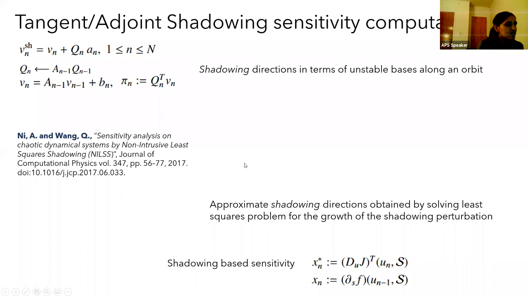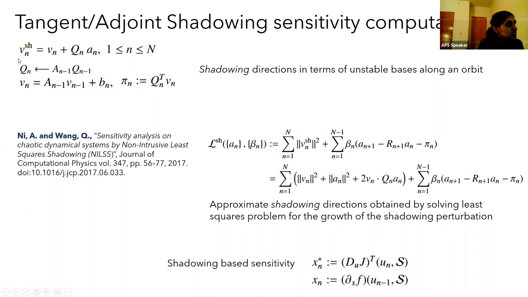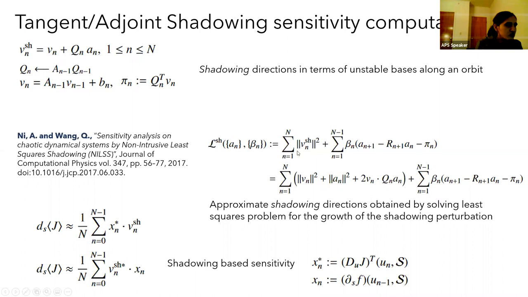So the way the shadowing perturbations are computed in LSS is by solving this least squares problem, which minimizes the norm of the shadowing perturbation for obvious reasons. And also there is an additional constraint that is generated by the fact that the solutions must also satisfy this conventional tangent or adjoint equations. So by solving this problem, we obtain the coefficients An. And so the shadowing perturbation is determined. And just like in conventional tangent or adjoint sensitivity analysis, the final sensitivity is then computed with a correction term when we are dealing with ODEs.